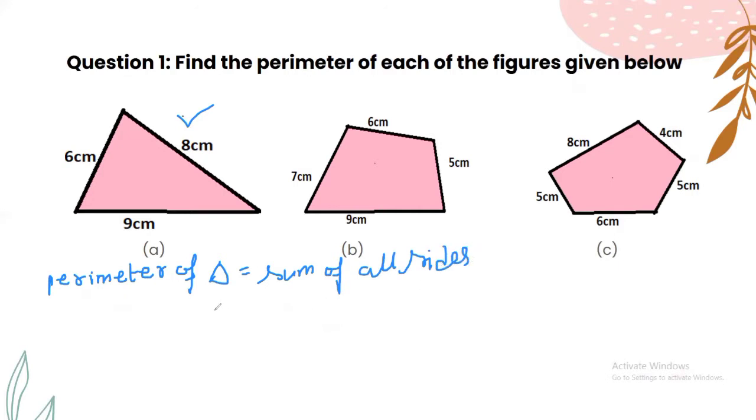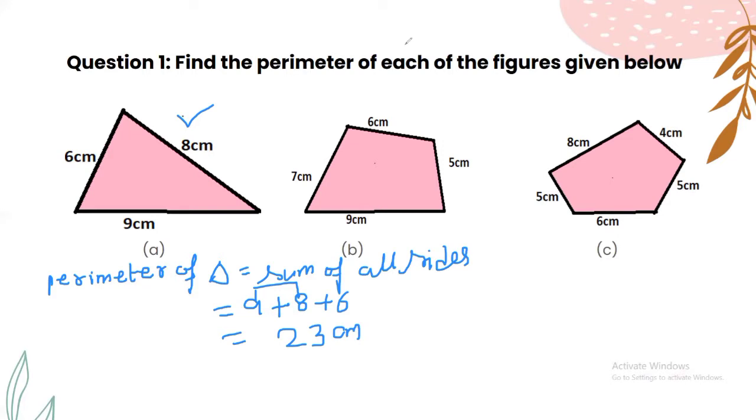Now put the values. How many sides? 3 sides, which are 9 centimeter plus 8 centimeter plus 6 centimeter. Now you need to find the sum of these. 9 plus 8 is 17, and 17 plus 6 will be 23. So the answer will be 23 centimeter. So this is the perimeter of that particular triangle given in your book.